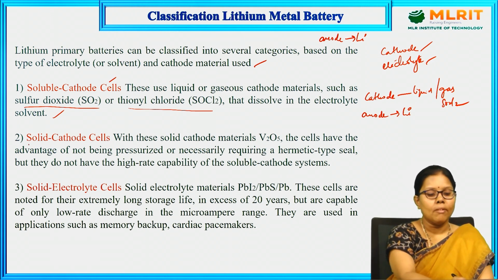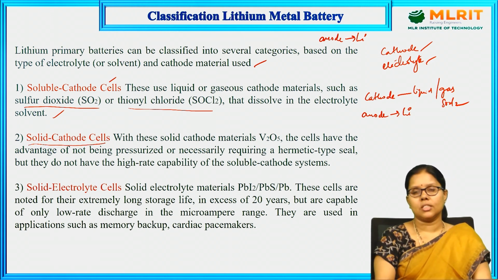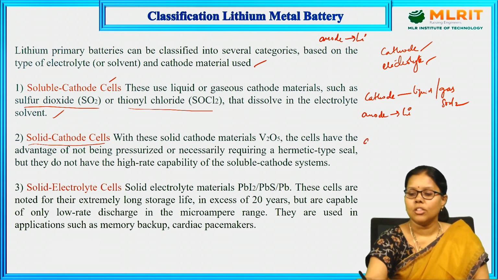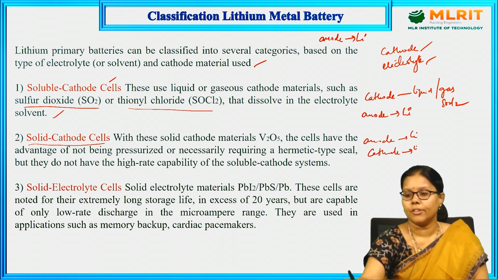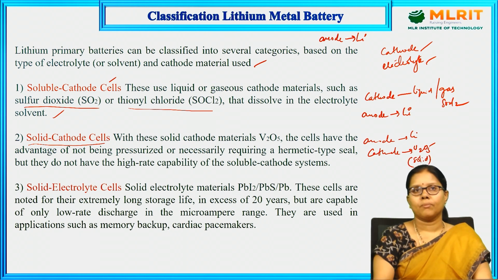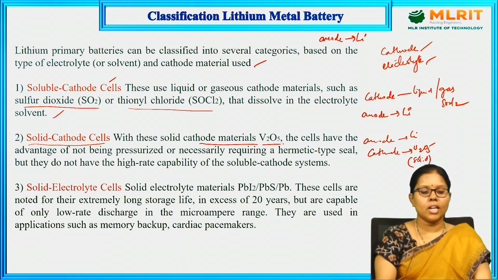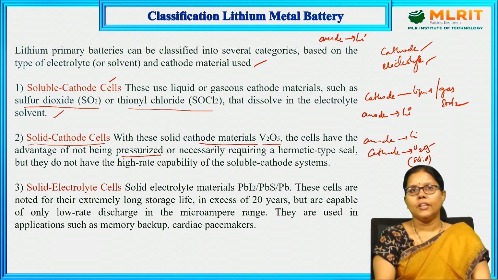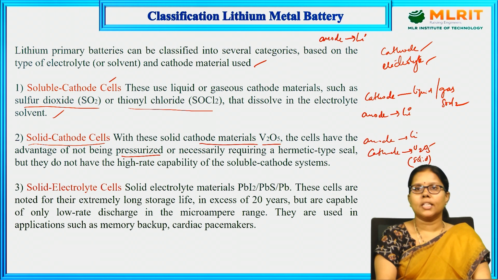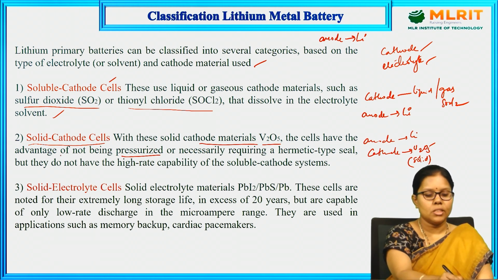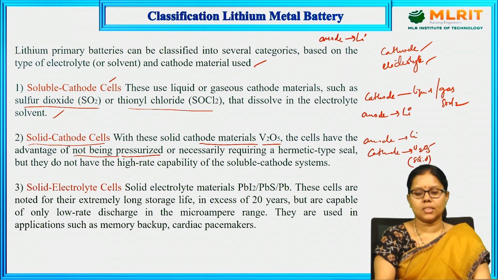The next type of variation is solid cathode cells. Here the anode is the same, lithium. The cathode is vanadium pentoxide, V2O5, which is a solid material. With solid cathodic materials like V2O5, the cells have the advantage of not being pressurized. If it is gas or liquid, it may be pressurized, but because of the solid cathodic material there is an advantage of not being pressurized or necessarily requiring a hermetic type seal.